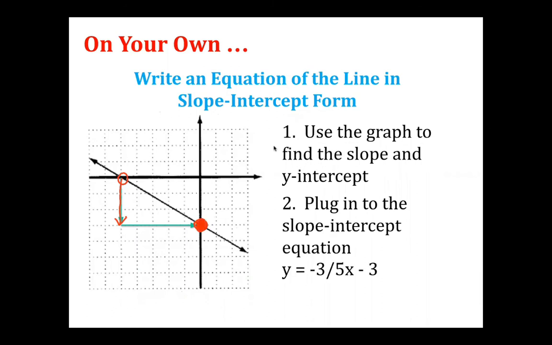-3/5. And then you can go ahead and identify your y-intercept, which is right here. And that is 1, 2, 3, -3. So your final equation will be y equals -3/5 x minus 3.